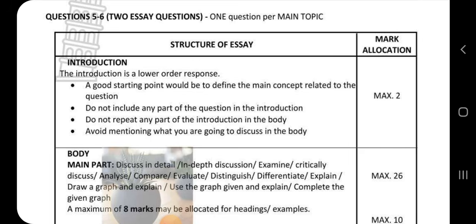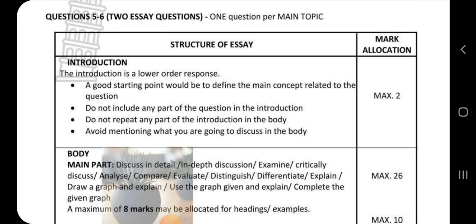Talk about maybe an open economy or a closed economy. If in the main body you are asked to define what is a circular flow, make sure that whatever you write in your introduction is not going to be repeated in your body. Okay, so a good start would be to define the main concept, which is like the topic, maybe a circular flow or factors of production and its remuneration, if you are not asked to define it in the body. Okay, so if you are asked to write an essay about factors of production, you can just maybe define factors of production. So do not include any part of the question in the introduction.